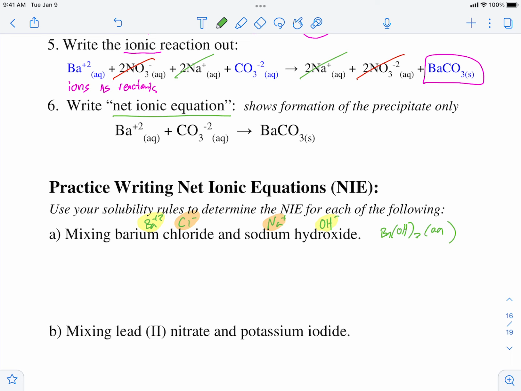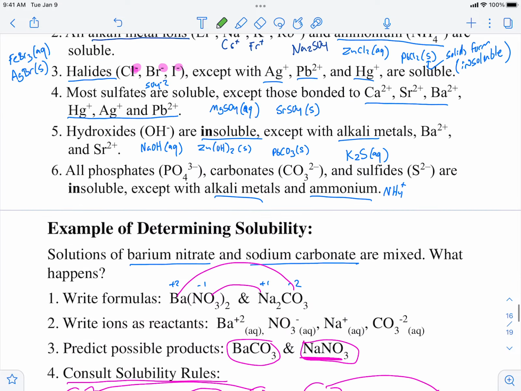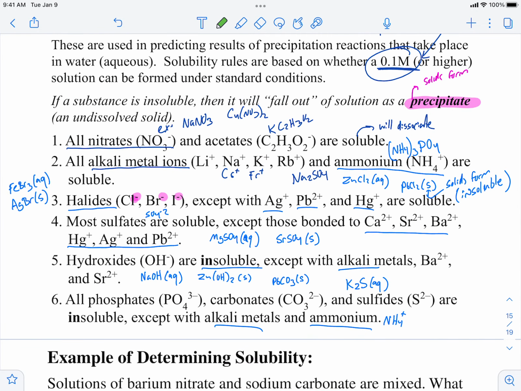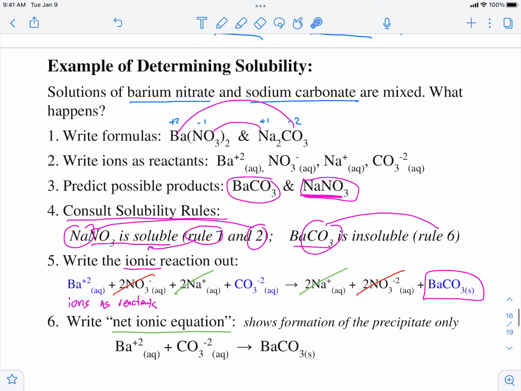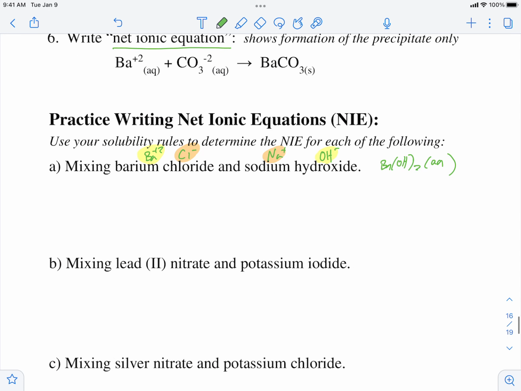Okay, sodium chloride. Is there a rule about sodium or chloride? Rules 2 and 3. So alkali metal ions, right here, alkali metal ions are soluble. And Rule 3 says that chlorides are soluble except with silver, lead, and mercury. Well, I'm not worried about those right now. So NaCl is definitely soluble.